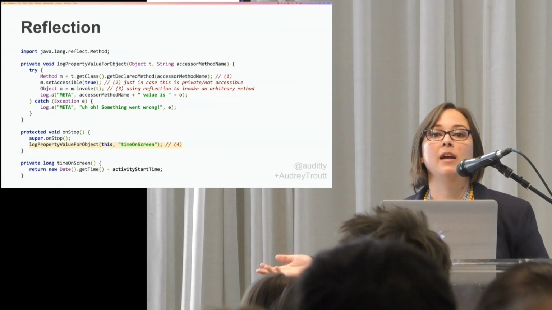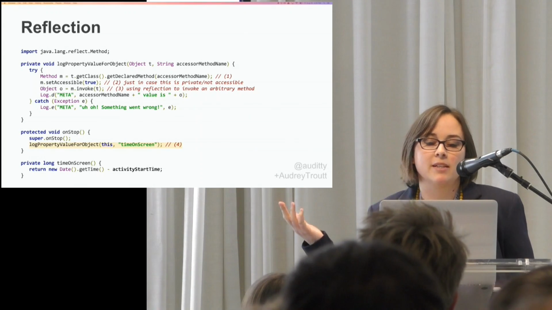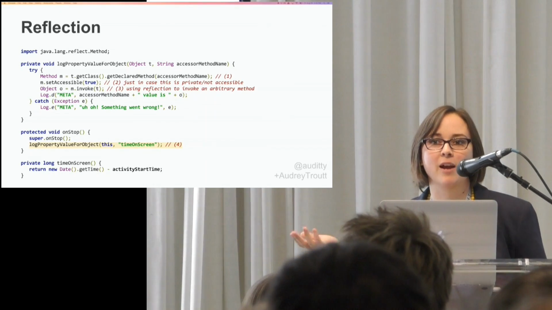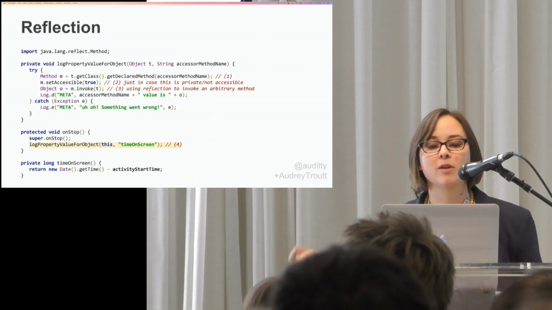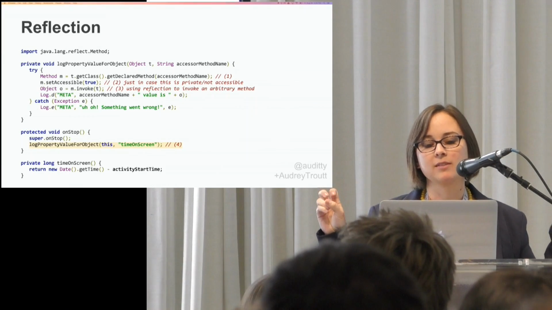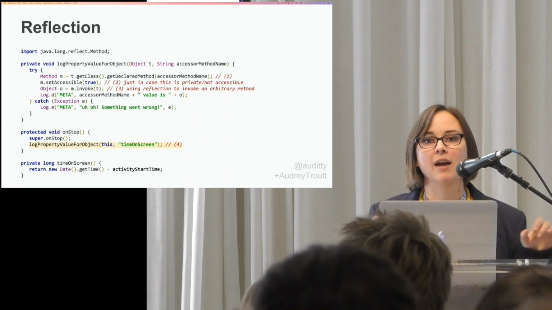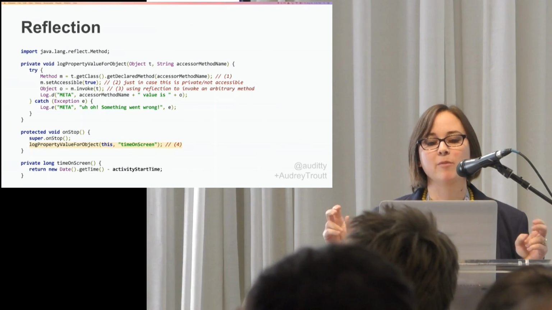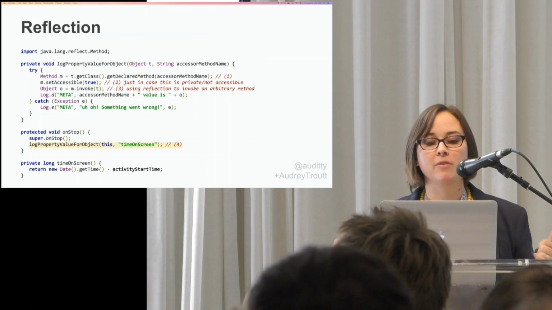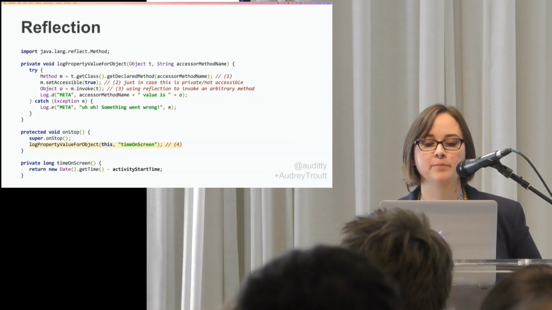So here's what it might look like to use this private method that I wrote that uses reflection. It's dead simple. It's just a method call. I pass in the object. In this case, I have an activity, and this is my onStop method. I'm going to pass self in, which is my activity, and I'm going to pass in a string which says timeOnScreen. The effect of that will be that I will get a reference to the method timeOnScreen, which you can see defined at the bottom. I will set that method to accessible, invoke it, capture the return value, and log it to the console.